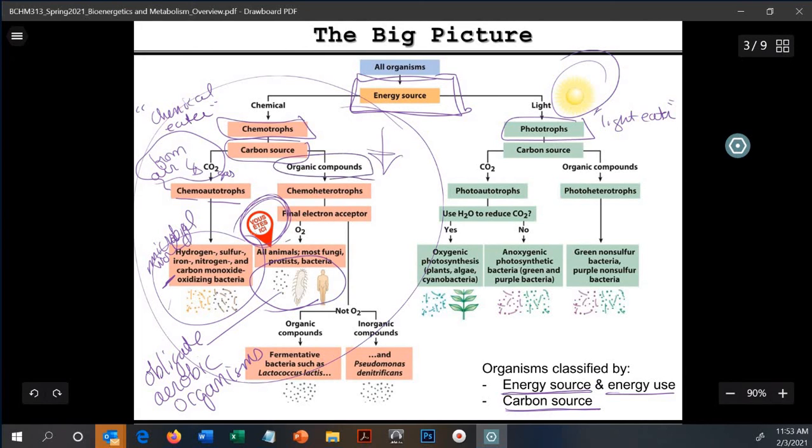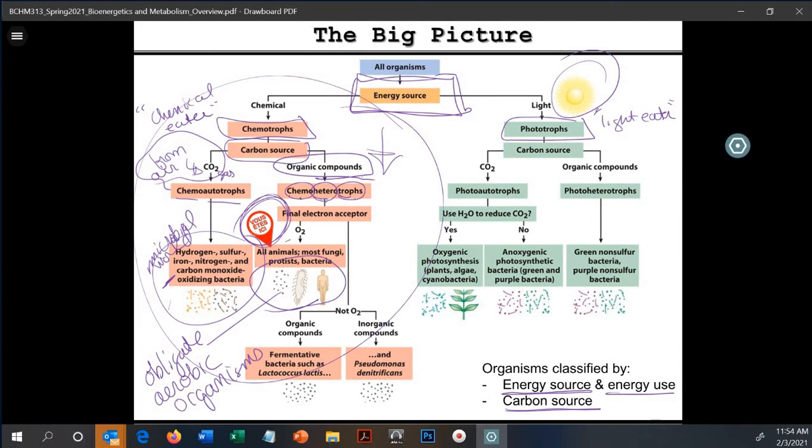And then we have where we are. If you get your carbon atoms from organic compounds, you're a chemoheterotroph. So you are a chemical other eater. You need organic chemicals for your fuel source, and you get your carbon atoms from breaking down those organic chemicals. So you're eating organic compounds made by other organisms.